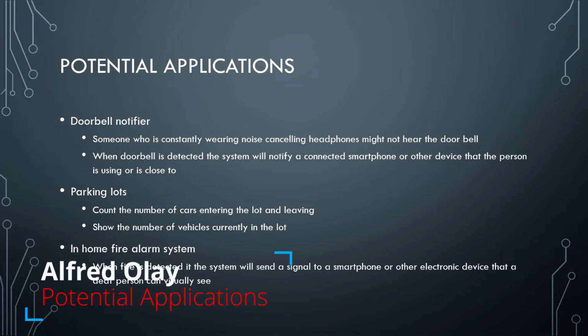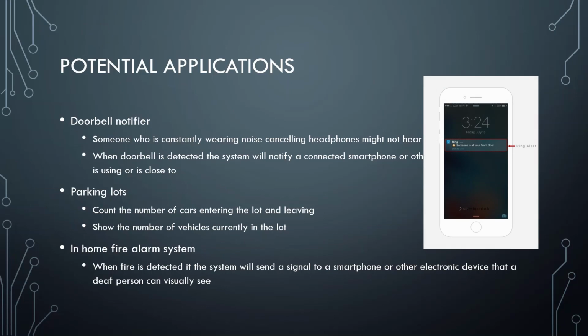Potential applications. So one of our potential applications is to detect the sound of a doorbell. If you are someone who is constantly wearing a noise-canceling headset or a gaming headset, you sometimes might not hear the doorbell. So with our VI, we will detect the sound of the doorbell and notify a smartphone that is connected to it or another device that's just always near you.